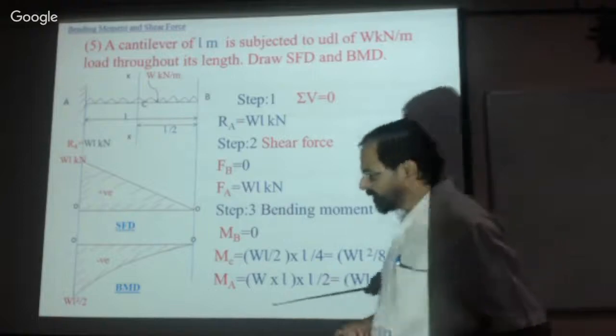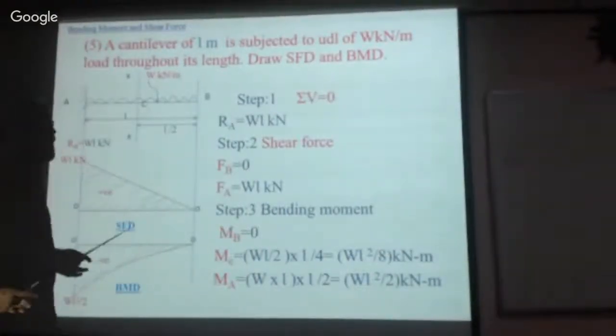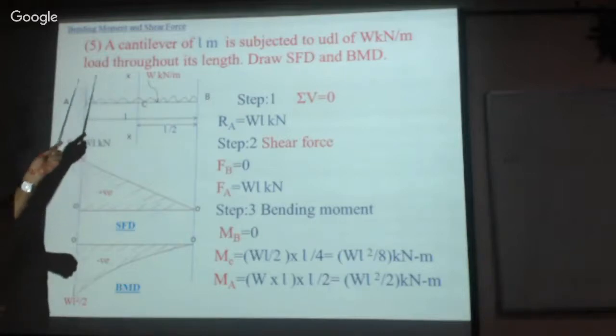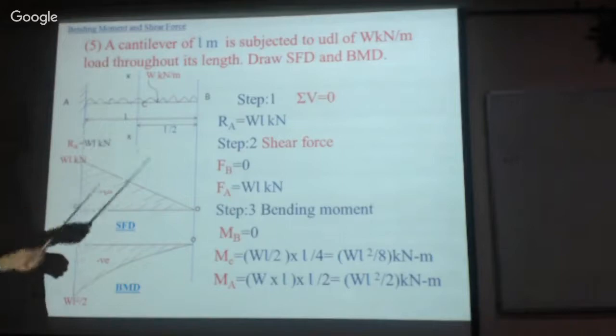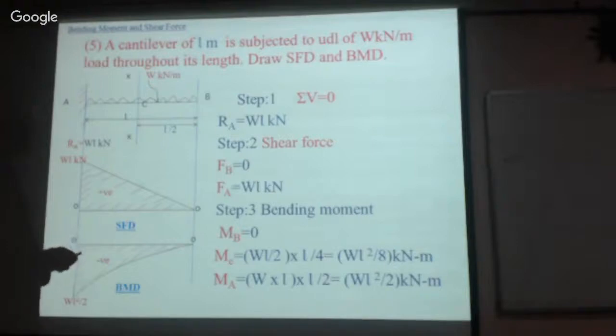Now another problem: a cantilever beam of span L meter is subjected to a UDL of W kilonewton per meter throughout its length. Draw SFD and BMD. In this problem, it is given a cantilever beam, that is fixed end and free end, of span L meter, subjected to a load of W kilonewton per meter. For each 1 meter, W kilonewton load is acting.